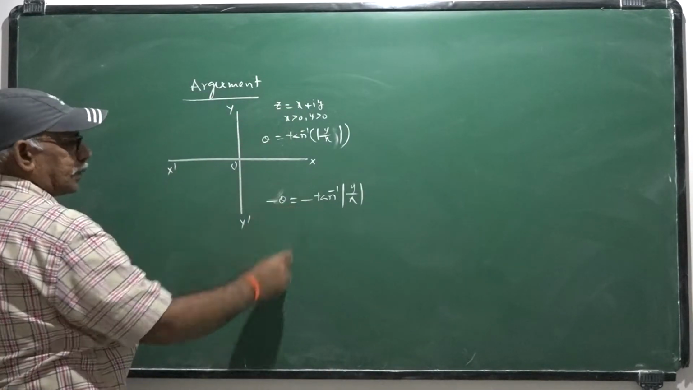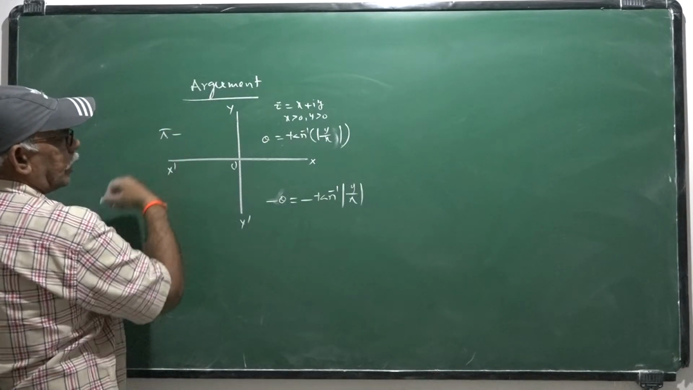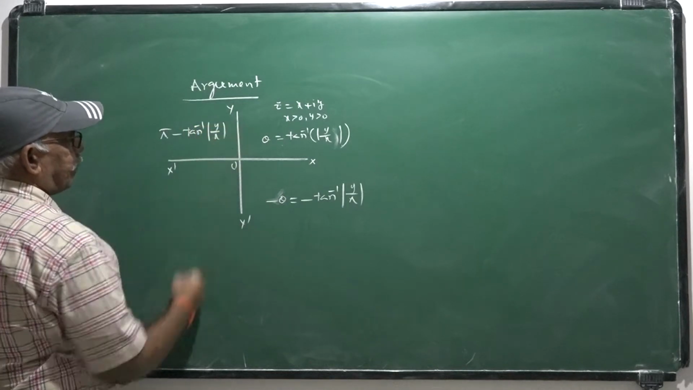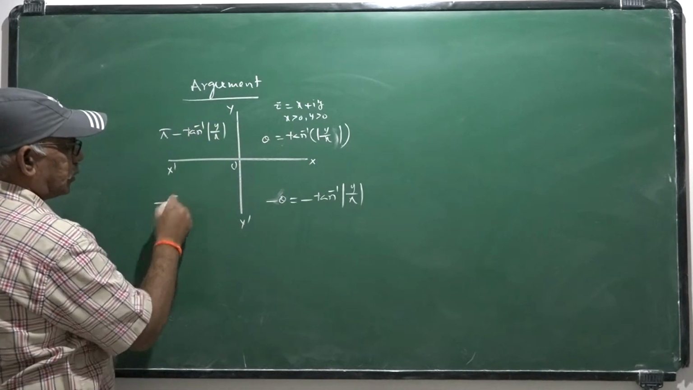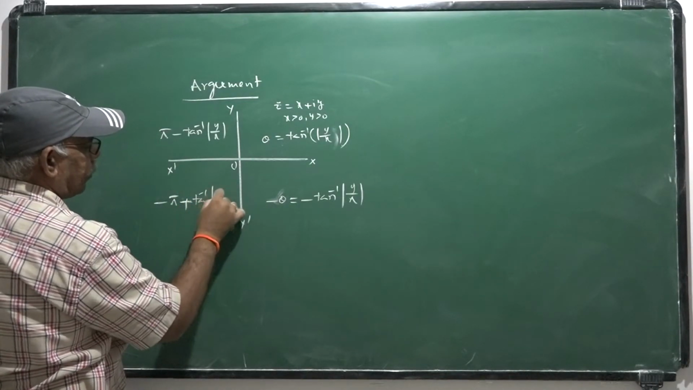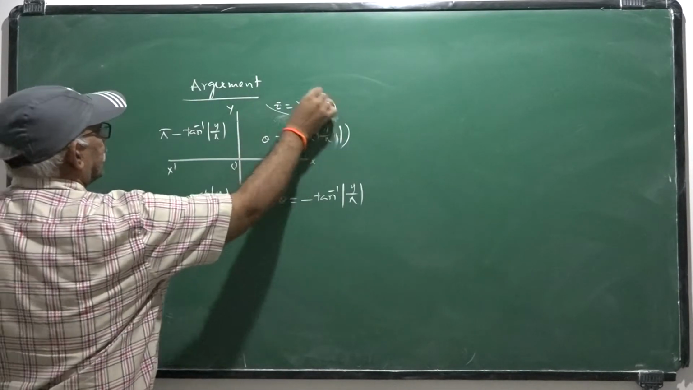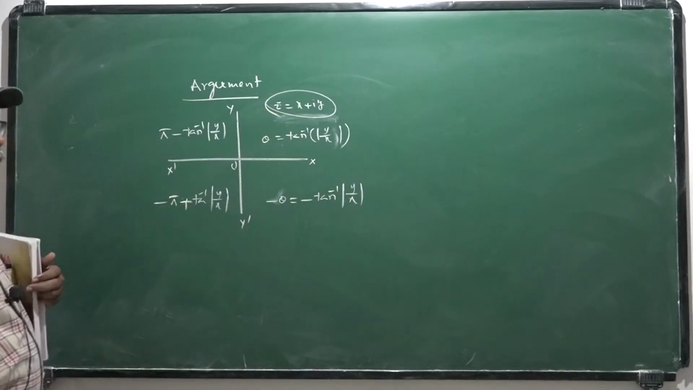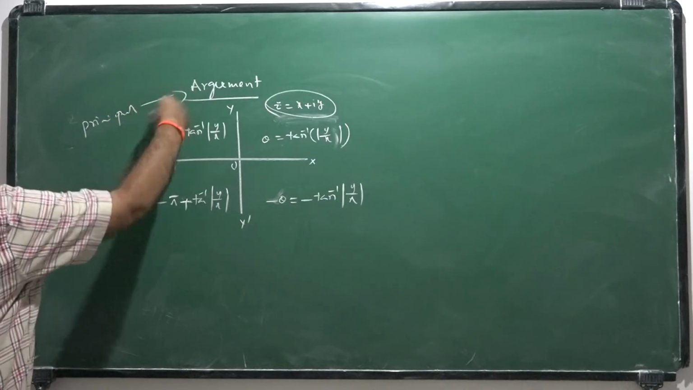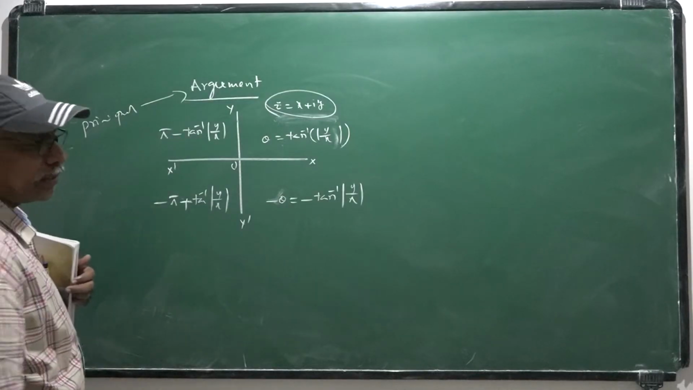For the same complex number, once it lies in the second quadrant, it is pi minus tan inverse of mod y by x. Once it lies in the third quadrant, it is minus pi plus tan inverse of mod y by x. Whatever x and y may be, the principal arguments are considered as theta, pi minus theta, minus pi plus theta.